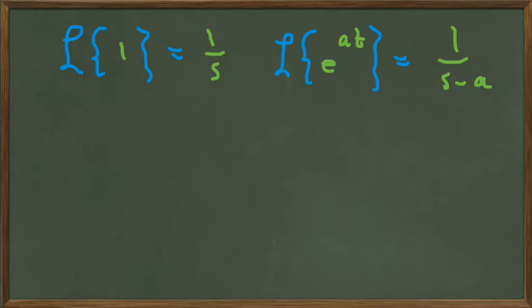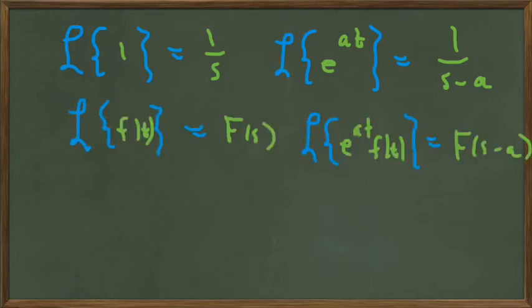We can generalize that in the next statement. So if L of f of t is capital F of s, then L of e to the at times that same f of t is going to be that same function capital F, but shifted to the right by a, so capital F of s minus a, which is what we got in this case, right? From 1 over s to 1 over s minus a.